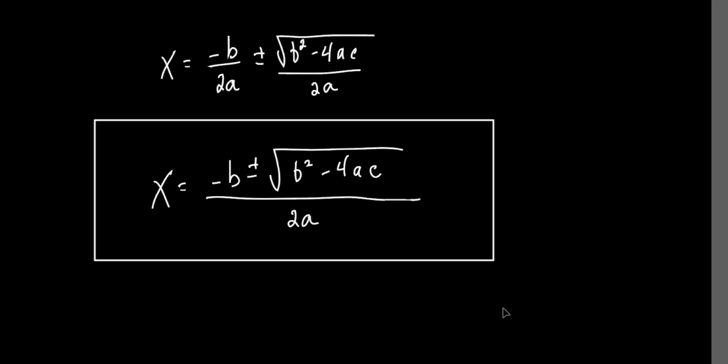We need like little fireworks coming out of it or something, or music playing or something like that. All right, because it's that important. All right, that is the what? What do we call this thing? The quadratic formula.